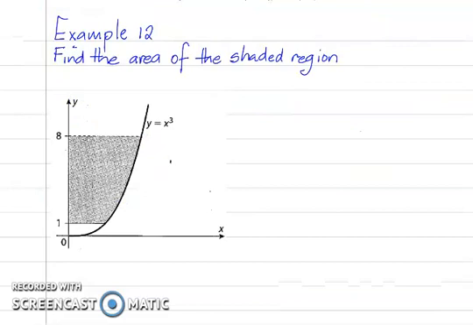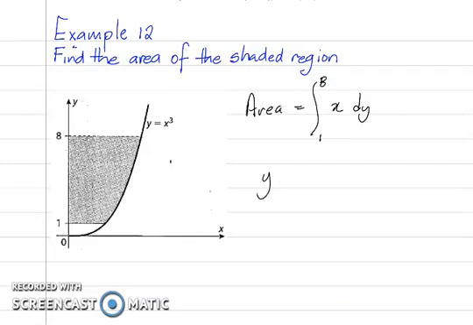This is example 12. In example 12, we're asked to find the area of the shaded region. You have an area that is bounded by a curve, the line y equals 8 and the line y equals 1. Now, this shaded area would be equal to the integral from 1 to 8 of x dy. All right, so we need to get x as a function of y. We have y as a function of x. Now we need to get x as a function of y.